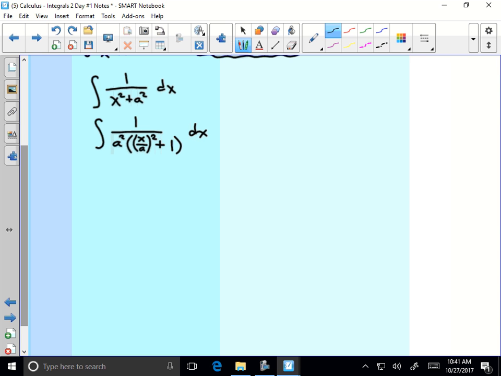Now the next step is not my genius. It is some old person that's probably dead and was a tailor during the day, like I said. But they decided to do this. They decided to take one of the 1 over a's. Would you agree that 1 over a times 1 over a is 1 over a squared? Okay, so they did this.